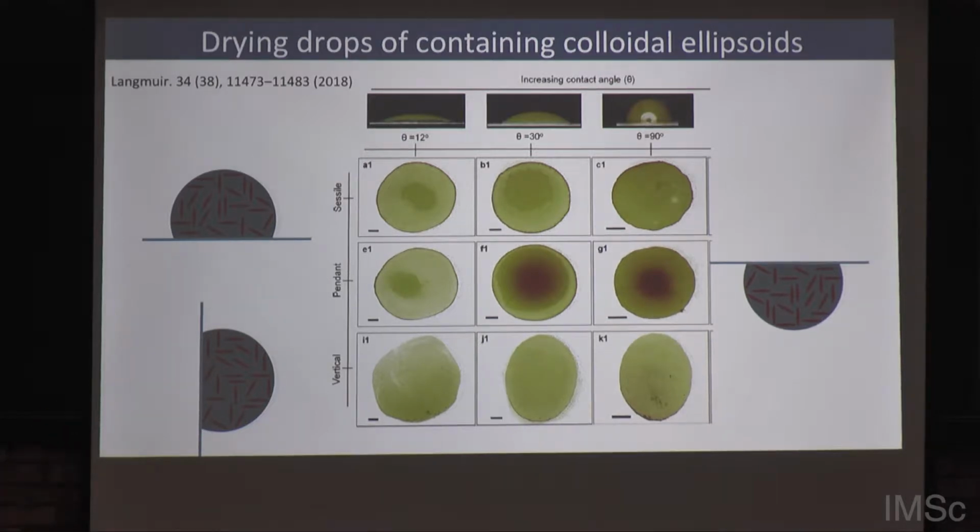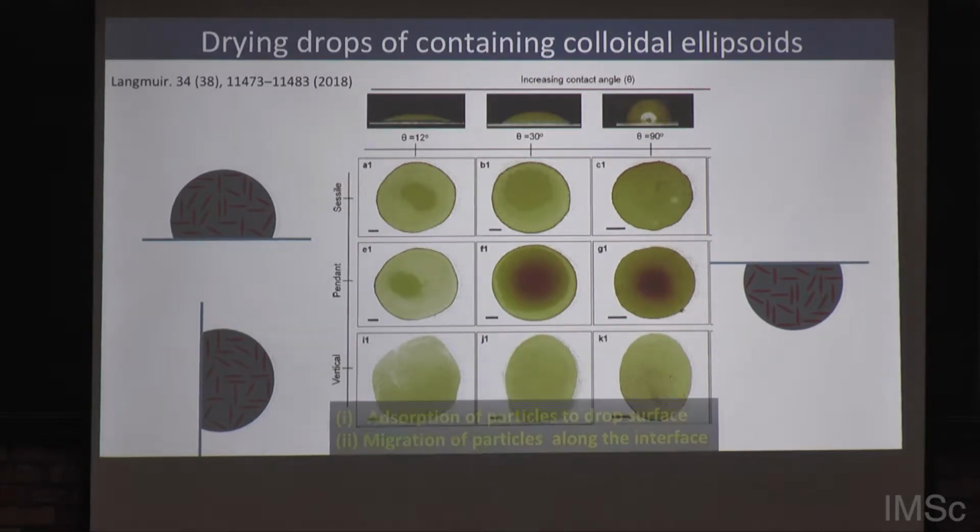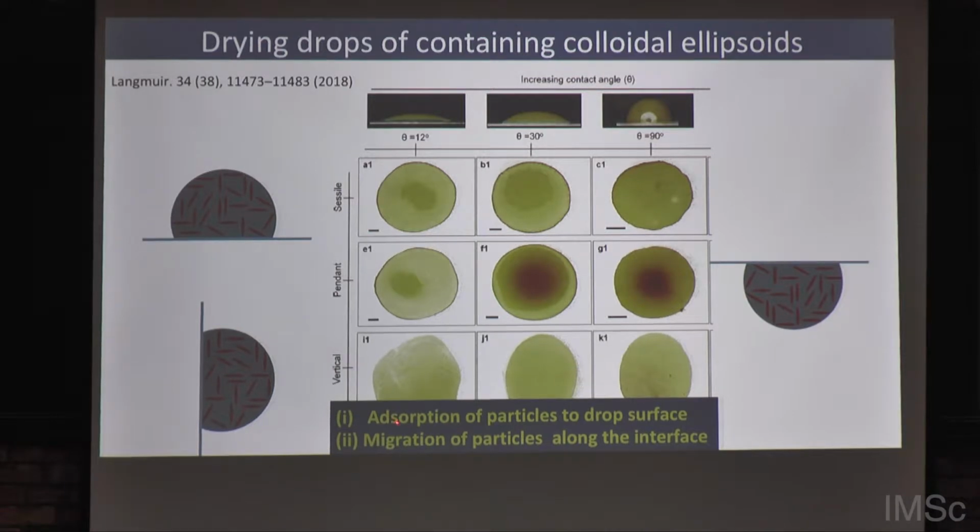So, the way we understand all these deposit formations is that whenever you are drying droplets in these configurations, there is something called the adsorption of particles to the drop surface. Once the particles go to the interface, there is a migration of particles along the interface, and that is what leads to such deposits. I'm going to show you a more convincing argument that adsorption of the particles to the drop surface does occur.